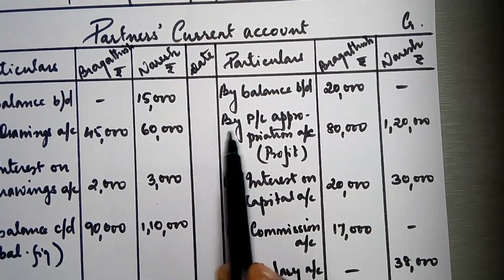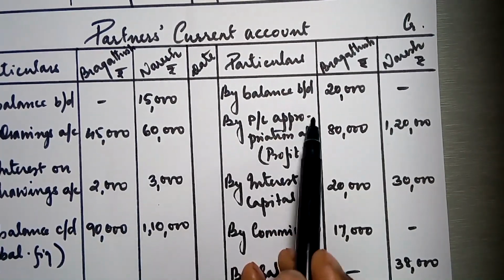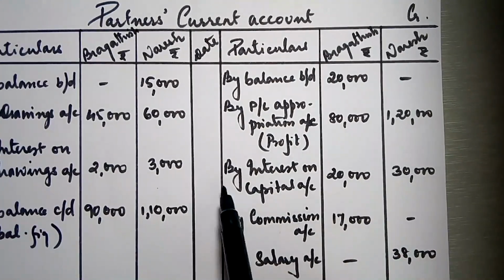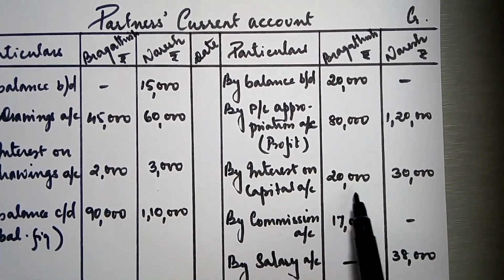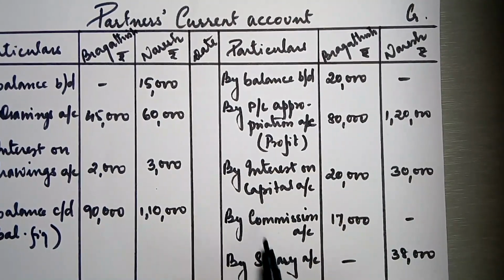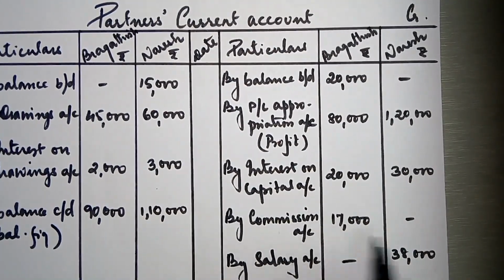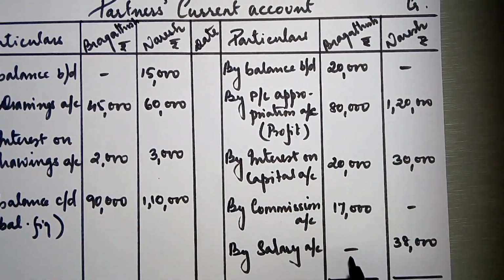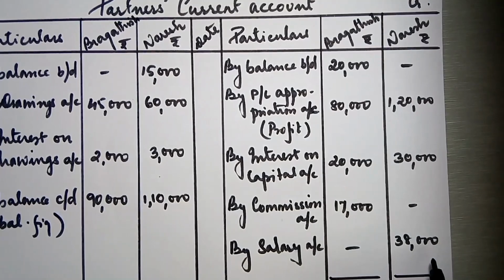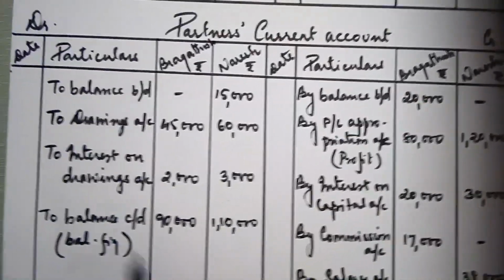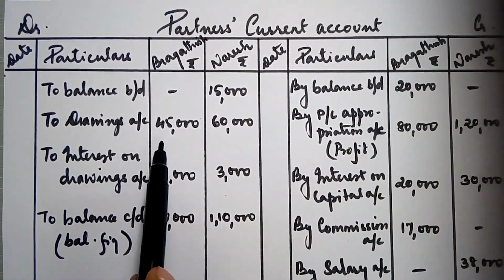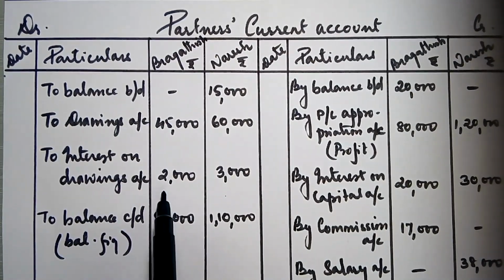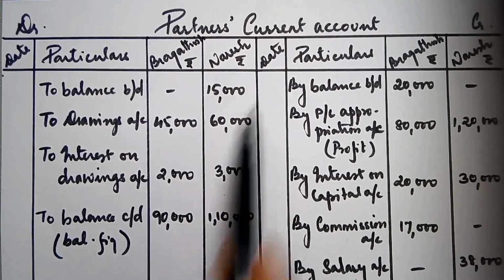Then share of profit. So by PL appropriation account, profit 80,000 and 1,20,000. By interest on capital, 20,000 and 30,000. By commission account for Pragatish they are given 17,000 and for Naresh nothing, put a dash. By salary account for Pragatish put a dash and for Naresh you write 38,000. Now when you come to the debit side, to drawings account 45,000 for Pragatish and 60,000 for Naresh. To interest on drawings 2,000 for Pragatish and 3,000 for Naresh.